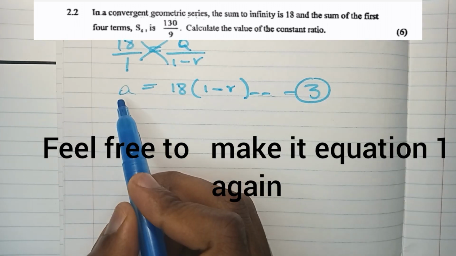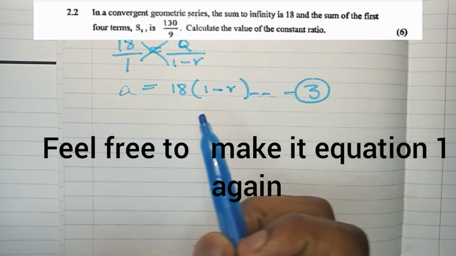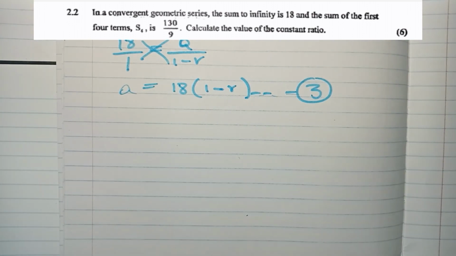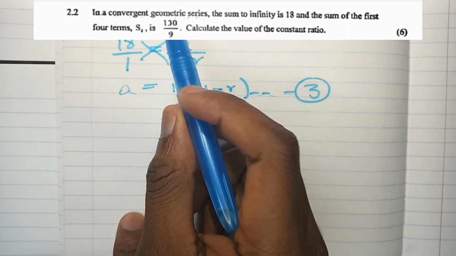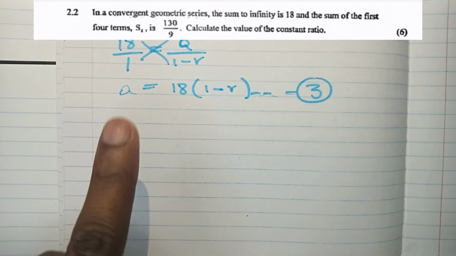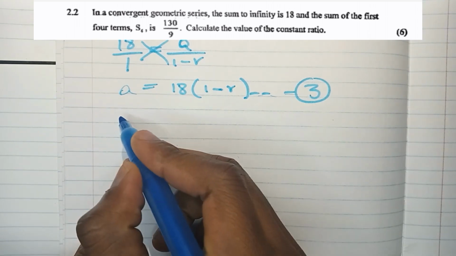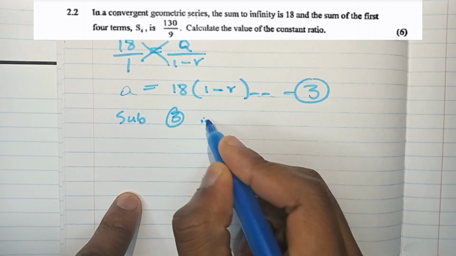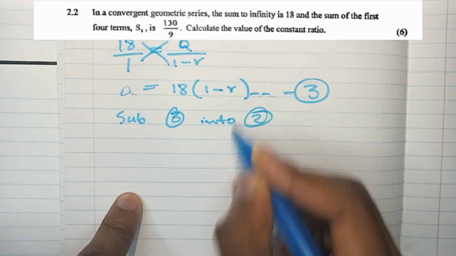So our a will be equal to 18 times 1 minus r. So we go to the other equation, equation 3. Say, substitute equation 3 into equation 2.